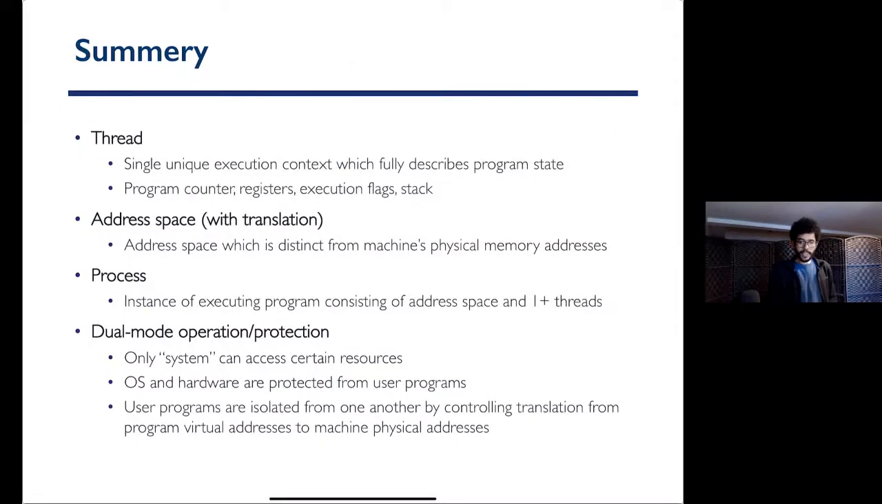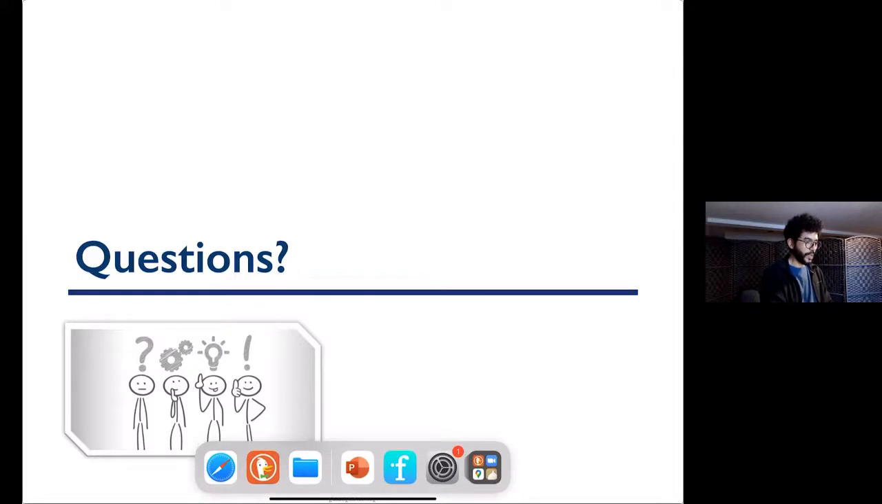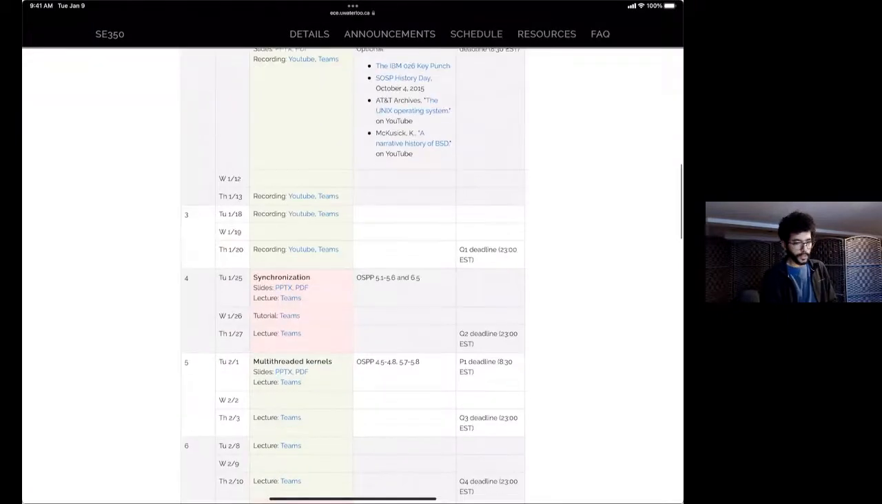Okay, so in summary, we talked about 4 main concepts in operating systems. We talked about threads, address spaces, processes, and finally we talked about dual mode operation. With that, we're finally done with the second portion of the course, which was the operating system concepts. Okay, let's move on to part 3, which is synchronization.